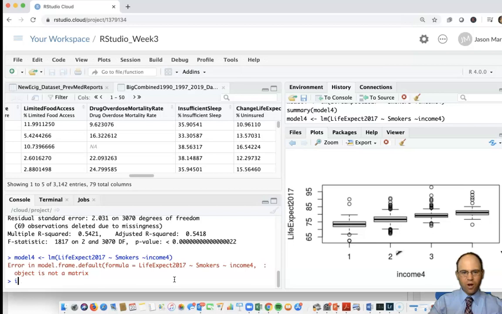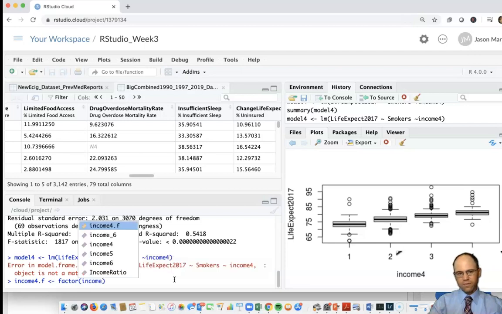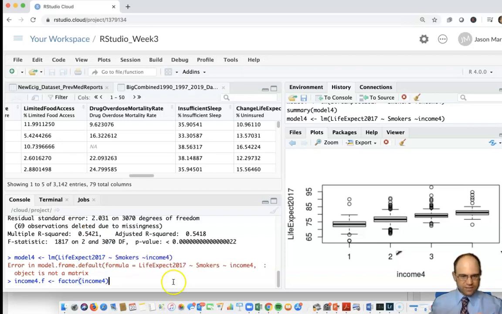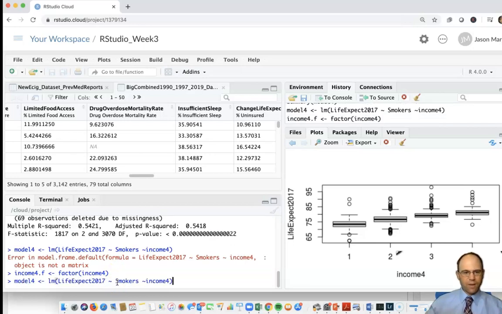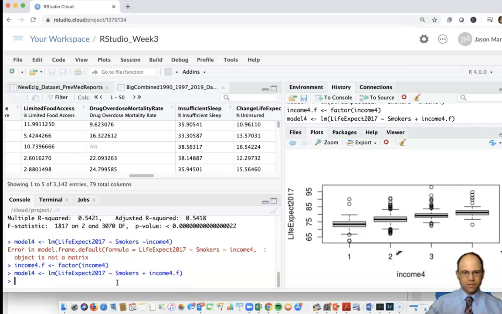The way we do that is we can call it income4.f. It tells us it's a factor level variable, and that will equal factor, parentheses, income four. So our existing categorical variable becomes this new one. We're telling it to make this a factor level variable. So punch that in there. Now I go back to my model, but instead of using the squiggly line, I can do the plus, and instead of income four, which is a continuous variable, I can tell it to use income4.f. That is a factor level variable where the one is going to be the reference group compared to everything else.